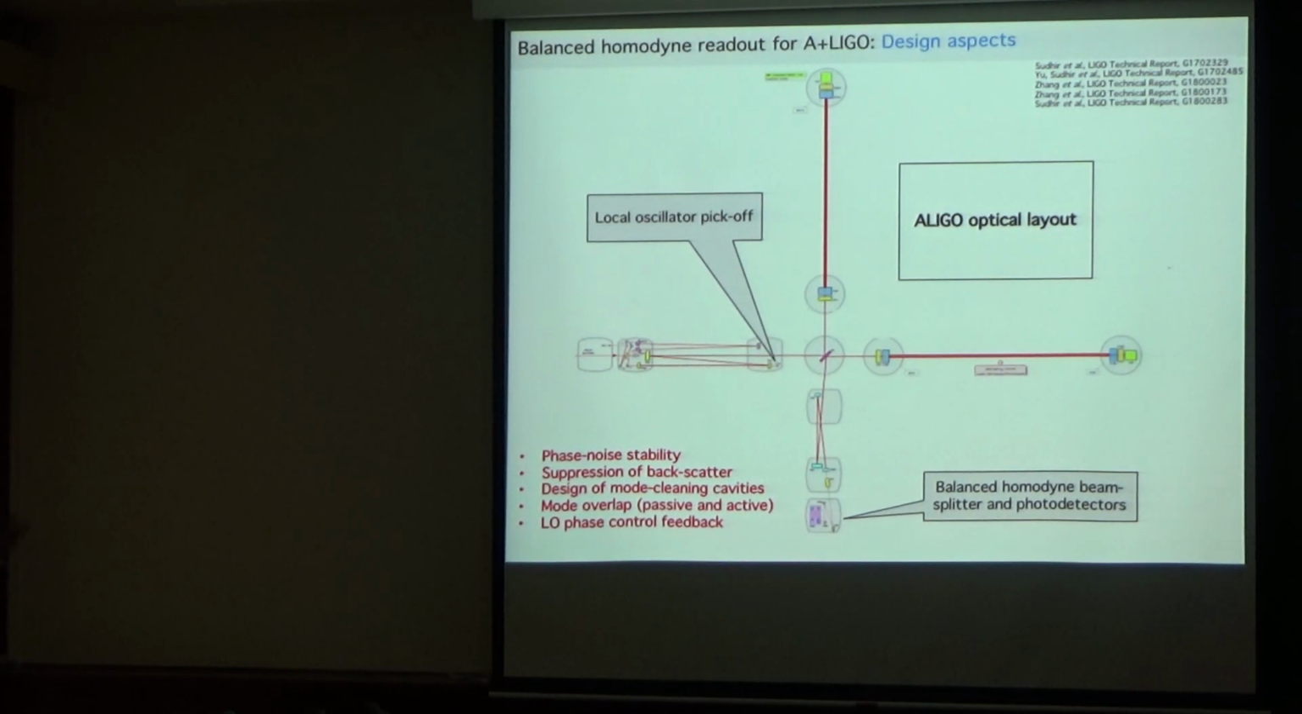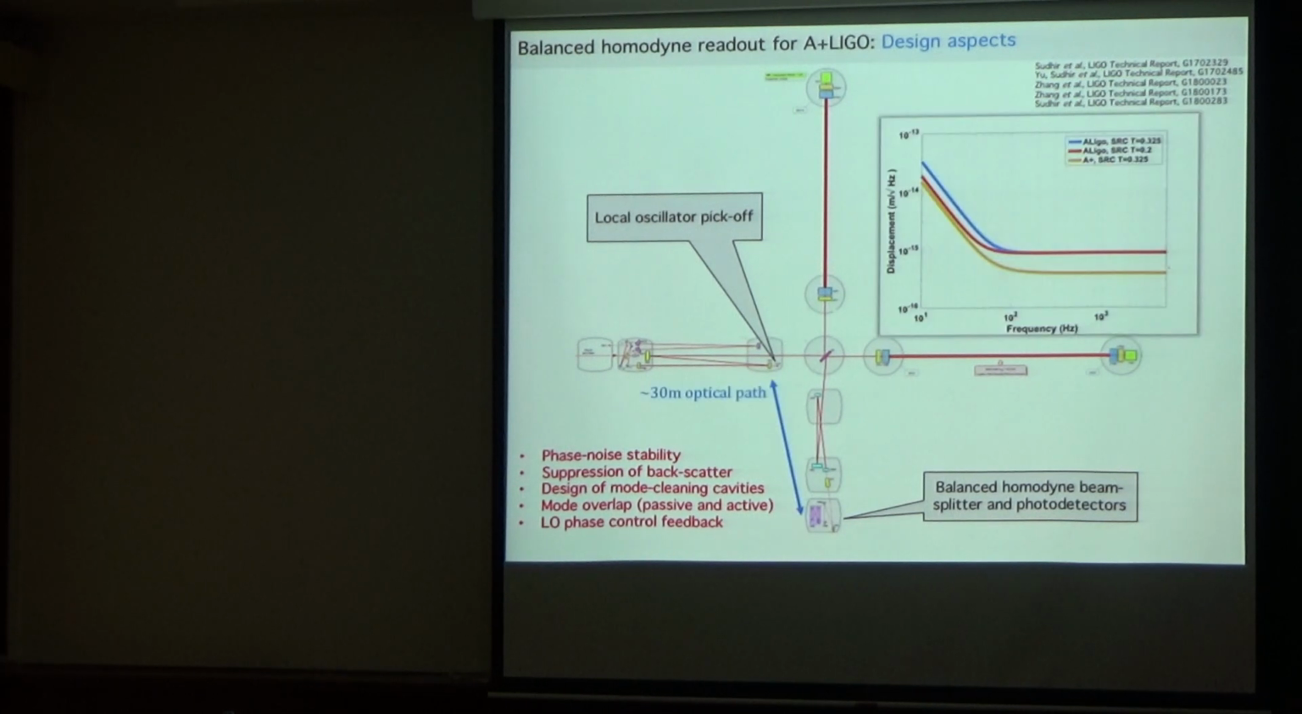You want to suppress backscattering noise that can go into the interferometer and spoil sensitivity. You want to design mode cleaning cavities here that would overlap and clean the local oscillator and the signal, and then make sure their overlap is perfect. And then there's how you do LO phase control. So to give you a hint of the challenges that doing optics on LIGO entails, I'll just talk about phase noise stability and throw one plot at you, which is the following.